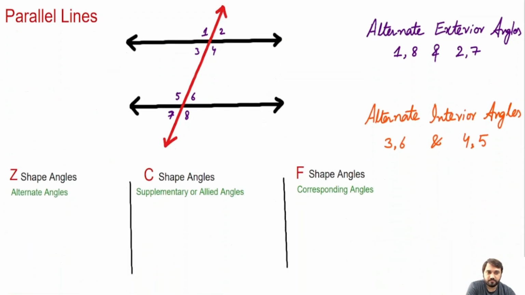Now we are moving toward our parallel lines. Here the black lines are parallel lines and the red line is also known as transversal line.